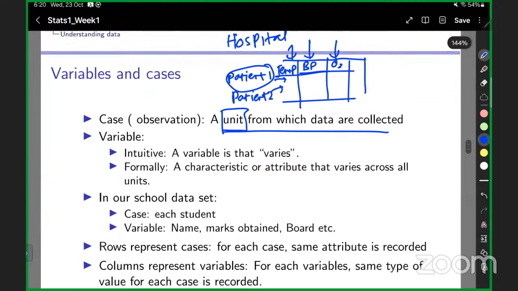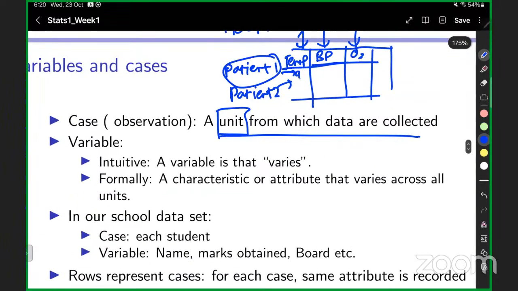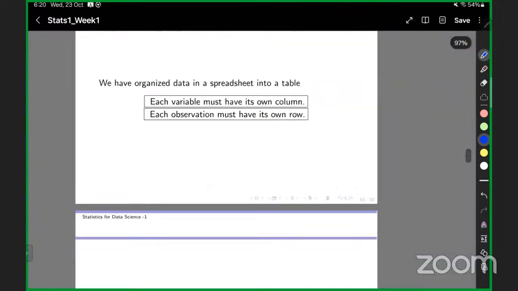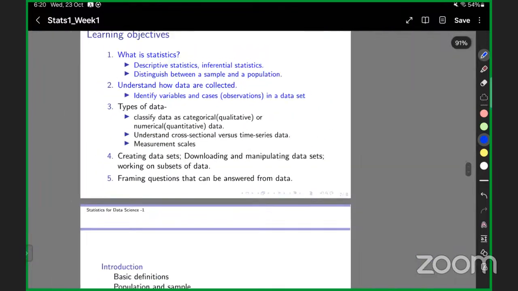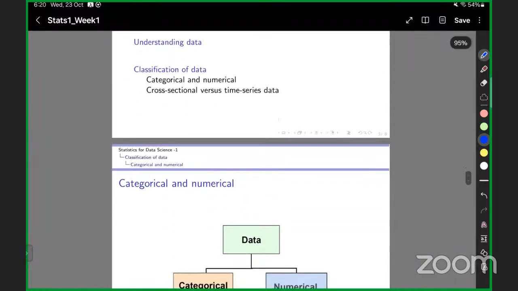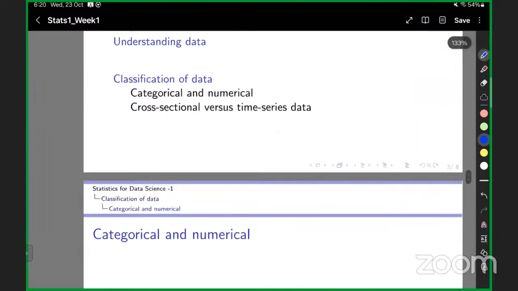That will change. One patient could have a temperature of, let's say, 99 Fahrenheit. Another could have 100 Fahrenheit. Another can come and have like 98 Fahrenheit. So it can range to some level, and it can be anything, right? That's why it's called a variable. And the same will be true of other variables also, right? So that was about data, what a case and a variable are.